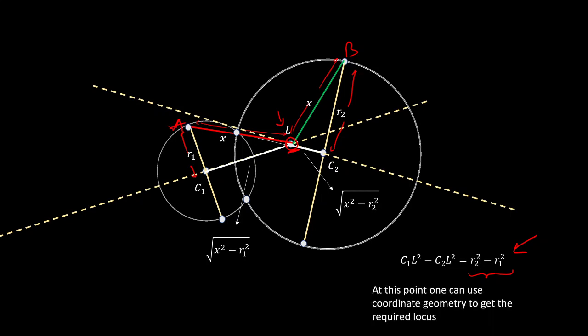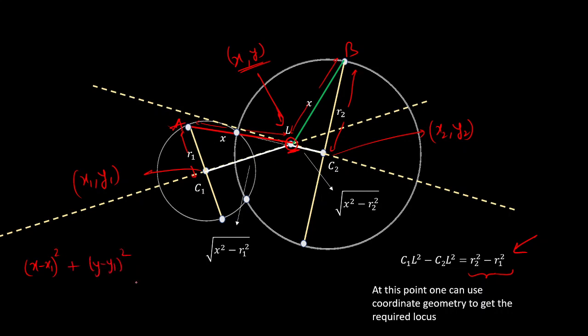So at this point, you can use coordinate geometry to get the required locus. And how to apply coordinate geometry here? Let's call the point L as (x, y), and this center as (x1, y1), and this center as (x2, y2). So we write C1L square. How do we write that? (x minus x1) whole squared plus (y minus y1) whole squared, right?